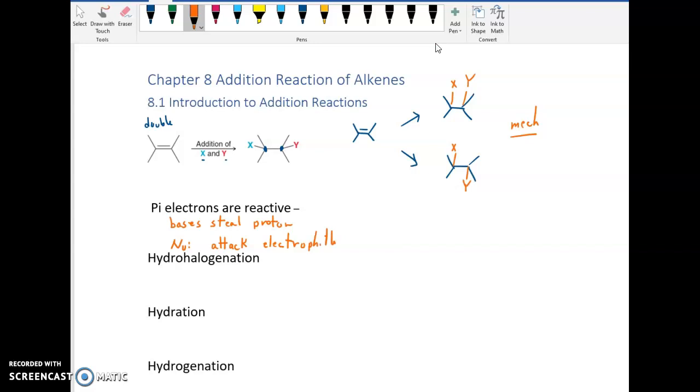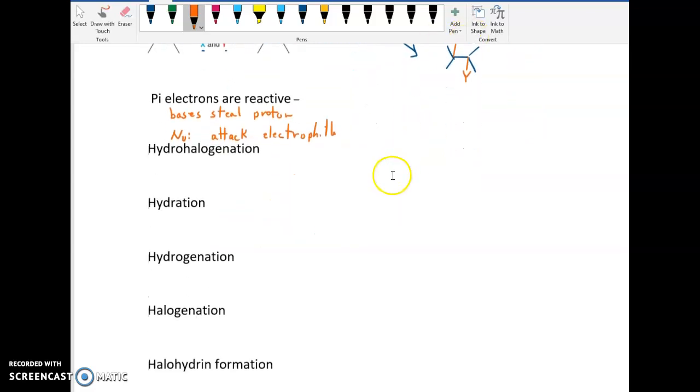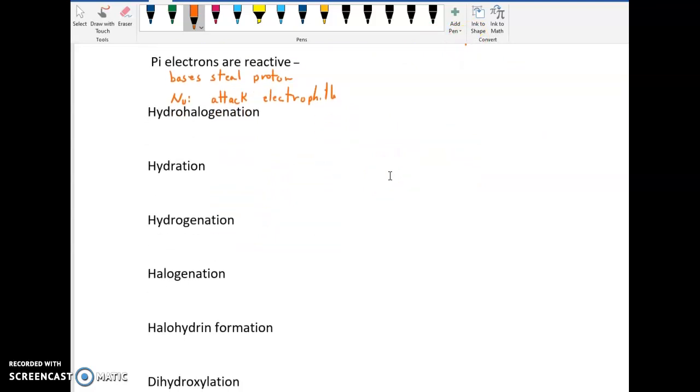Okay, so we're going to go through all the different types of addition reactions we'll be studying in the chapters. Kind of a short summary. The first one here is halohydrogenation, and you're going to be adding a hydrogen or a proton to one side and a halogen to the other, either chlorine or bromine or iodine.